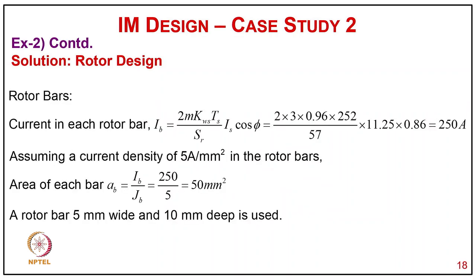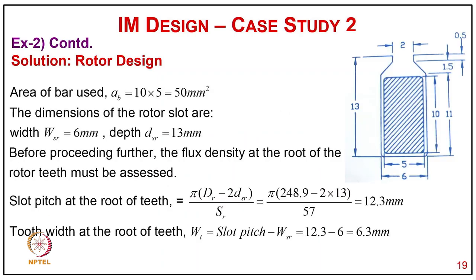Now coming to the calculation of rotor bars, the current in each rotor bar is IB equal to 2 MK omega S TS upon SR into IS into cos phi. Putting the value, it comes to 250 ampere. Considering a current density of 5 ampere per millimeter squared in the rotor bar because of better cooling, the area of the bar AB equal to IB upon JB, that is 250 upon 5, that is 50 millimeter square. So a rotor bar of 5 millimeter wide and 10 millimeter deep is considered here to take care of the area of 50 millimeter square.